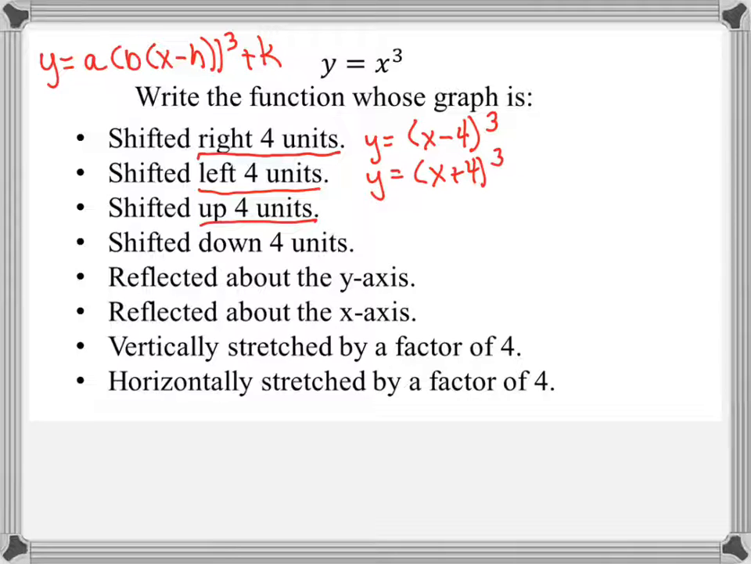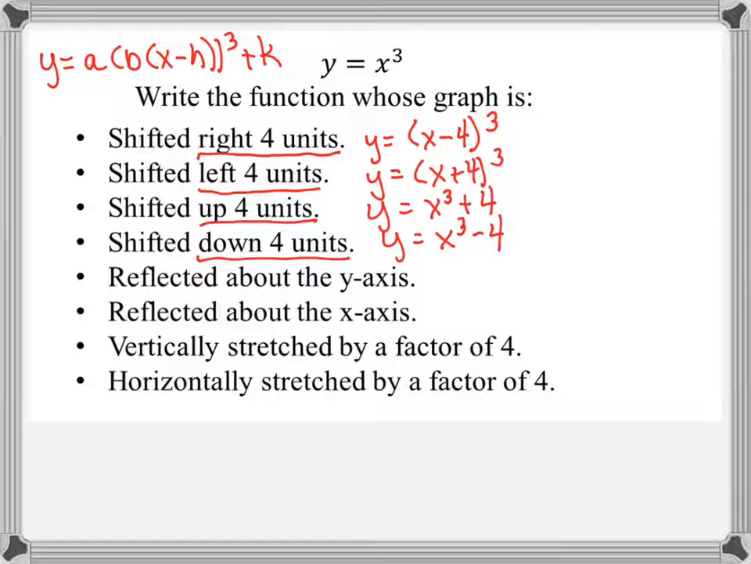Okay, now let's look at this function shifted up 4 units. So k tells us how we're shifted up or down. And here, because we're going up 4 units, k will be 4. So y equals x cubed plus 4. Down 4 units, again, we're looking at k. So y equals x cubed minus 4 for down 4 units.